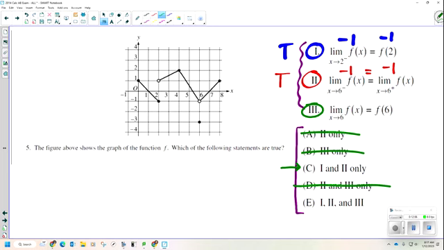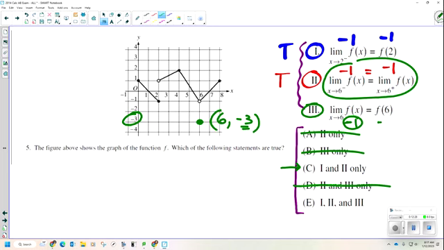The third one says the limit as f of x approaches 6. We just did that up here. The limit as I approach 6 from both sides is -1. Does that actually equal the coordinates? No, the coordinate is way down here. When x is 6, y is -3. So it does not equal the coordinate. This one is false. It's only 1 and 2, which means option C is the correct option.